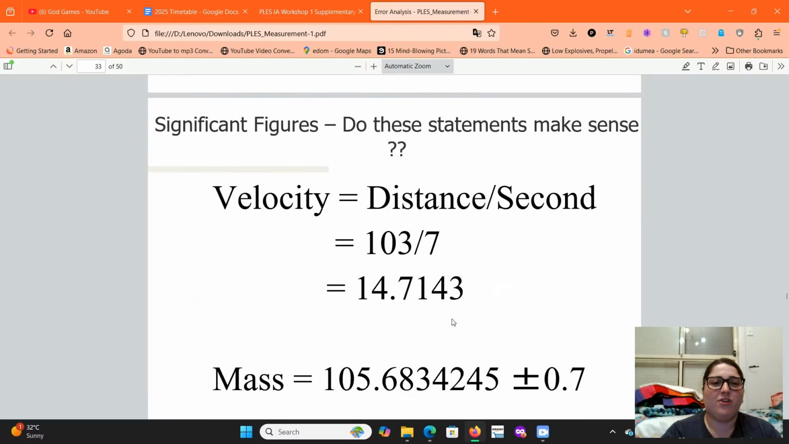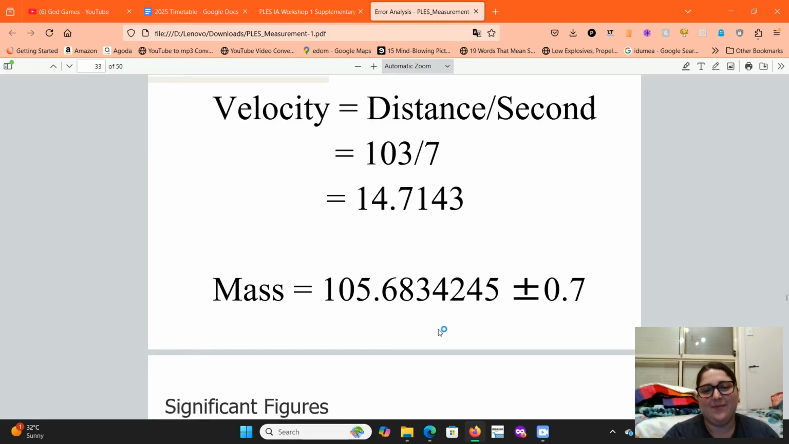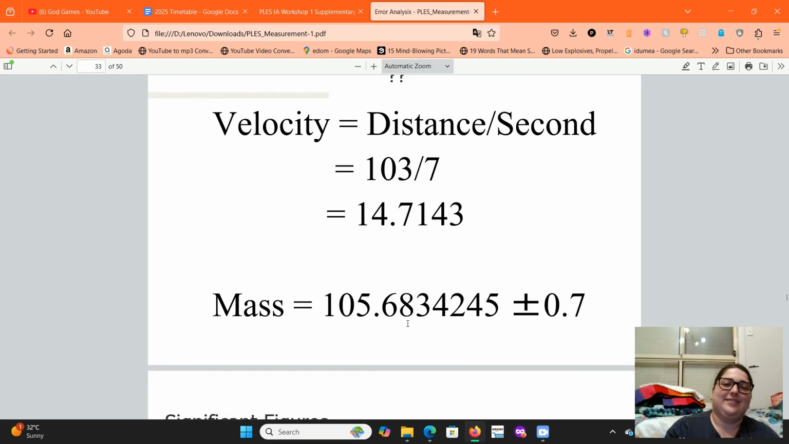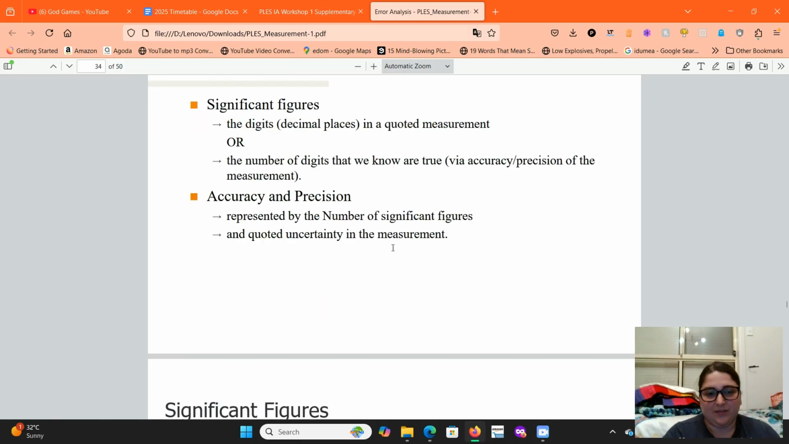Okay, so moving on to significant figures. Do these statements make sense? Velocity is equal to the distance divided by the second. Mass equals plus. Okay, that looks like a mess. Anyway, significant figures are the digits or decimal places in a quoted measurement, or the number of digits that we know are true via the accuracy and precision of the measurement. Accuracy and precision are represented by the number of significant figures and the quoted uncertainty in the measurement. We're not worrying about the second one there, okay?